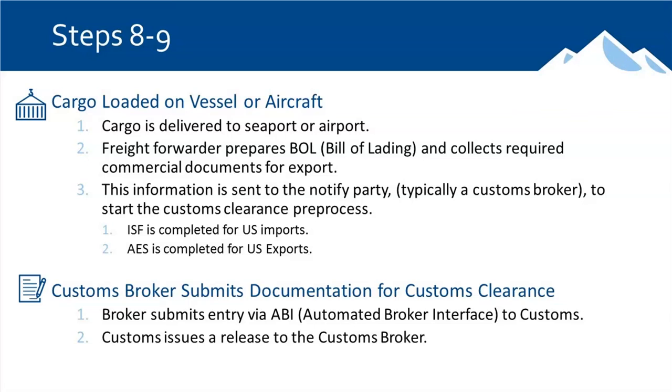The freight forwarder prepares the bill of lading once the cargo is there, and then the information is sent to the notified party, typically the U.S. customs broker. So once the bill of lading is prepared, the documentation is sent to the customs broker in the U.S. to pre-alert them that the shipment is on its way. That documentation is also typically given to the importer of record or the buyer at that point.